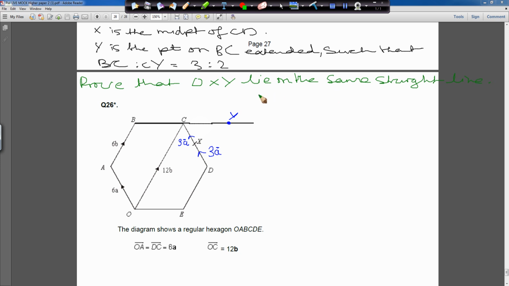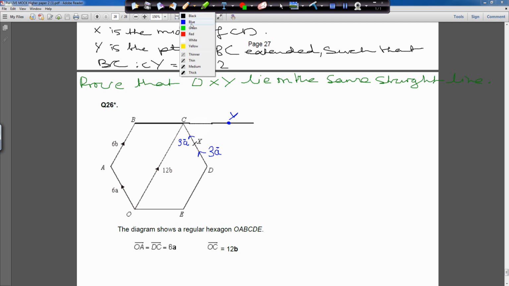That's the question. Okay. Now, first of all, in order for us to prove this, we have to do it in two parts. We have to look at the O to X and O to Y. We must start from the same point. So let's change the color again.